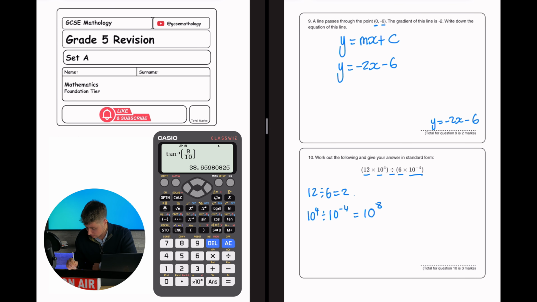We're going to combine these two answers here to give us 2 times 10 to the power 8. This is in standard form already because 2 is a number between 1 and 10, and then we've got this 8, which is a positive power. So 2 times 10 to the power of 8 is our final answer.